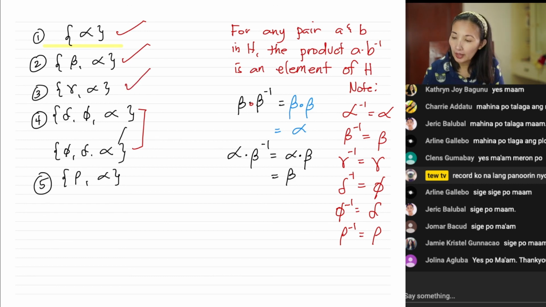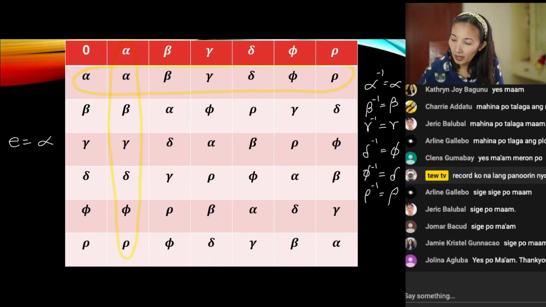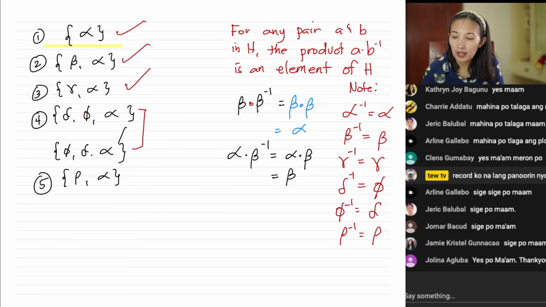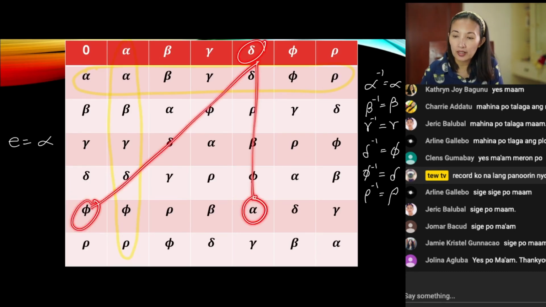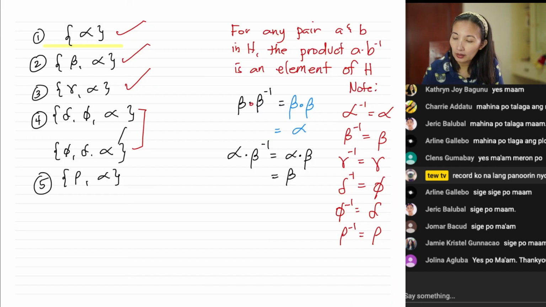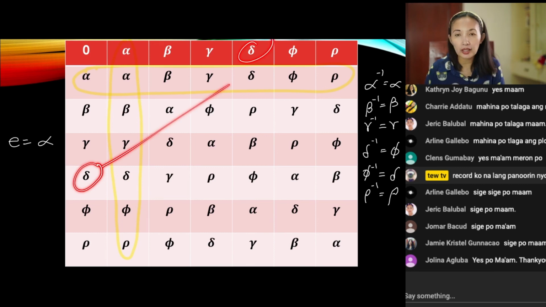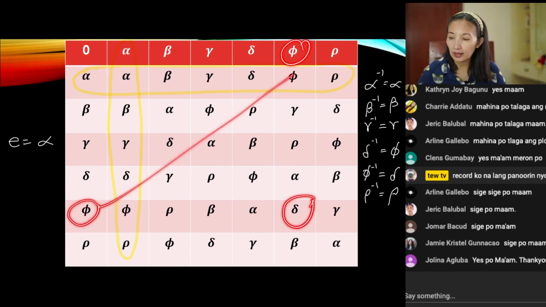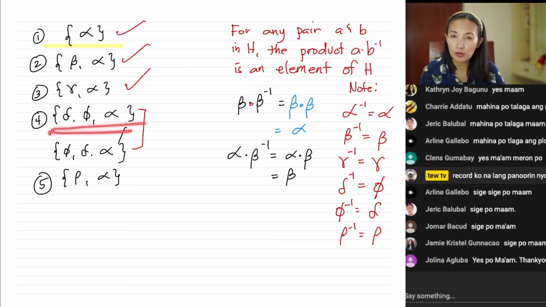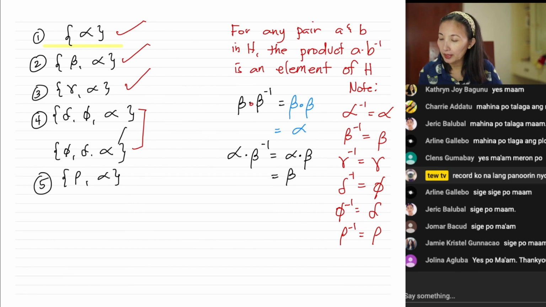How about number 4? Delta circle delta, is the answer found in this set? Delta circle delta is equal to phi. Is phi found in the set? Yes. Next, phi circle delta. Phi circle delta is equal to alpha. Alpha is found in the set. Next, how about delta circle delta? Phi is also found in that set. Phi circle phi is delta, and delta is also found in the set. So this one satisfies closure property.